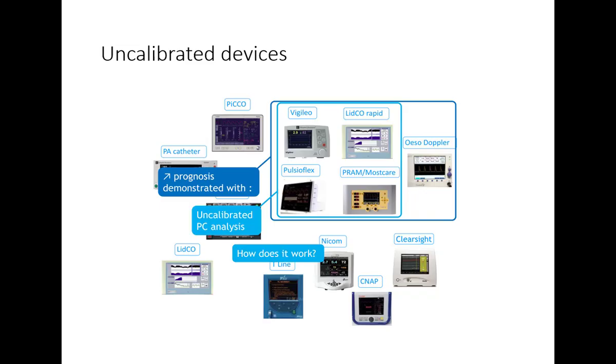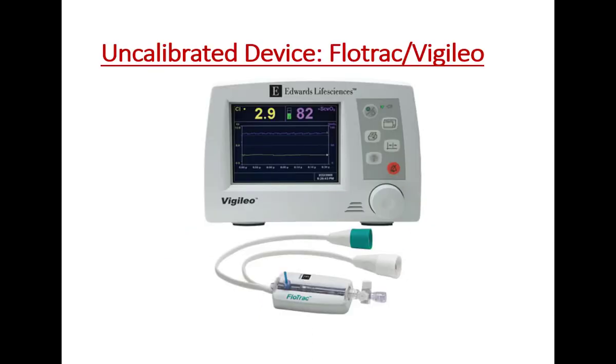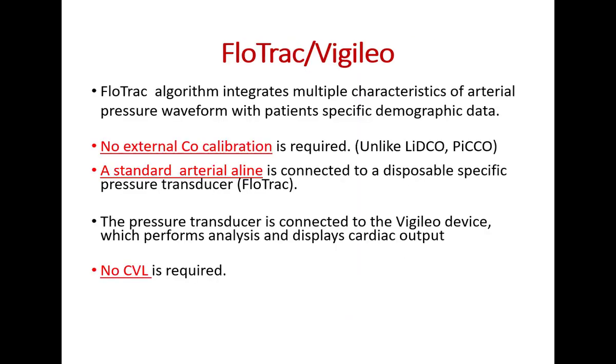Now coming to uncalibrated devices: the Vigileo, the FloTrac, the PRAM and the PulsioFlex. This is the most commonly used device which we are familiar with, so we will talk just about this and not about the rest. It integrates multiple characteristics of the arterial pressure waveform with specific patient demographic data. No external calibration is required. That means no validation with a cardiac output. Only a standard arterial line is used, but it is connected to a special transducer. It's called the FloTrac, and the machine is called Vigileo. So please don't confuse both as the same. The transducer is called FloTrac. The monitor is called Vigileo.